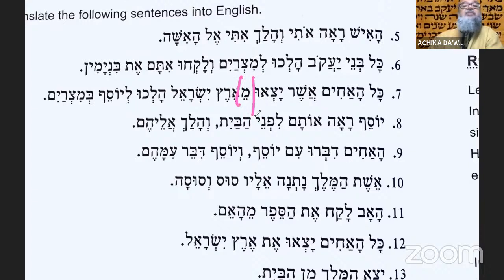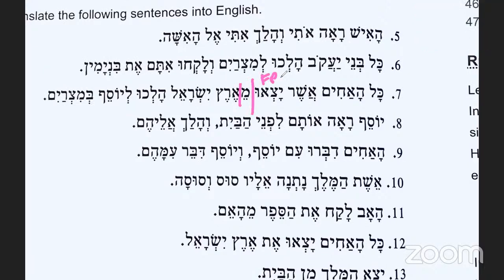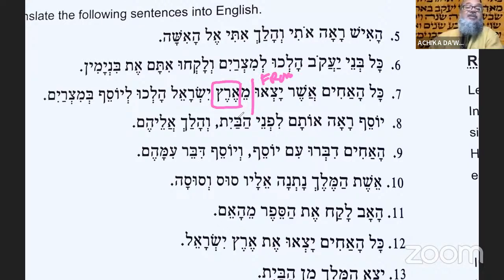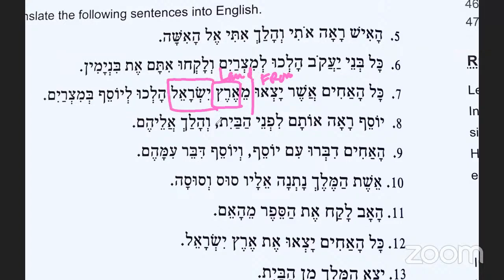What does the preposition mem mean? Look at me, I just told you. What does preposition the mem mean? From. And where did they go from? Eretz is one of your words. What's Eretz? Earth. The earth or the land. The land of what? Israel. Yep.